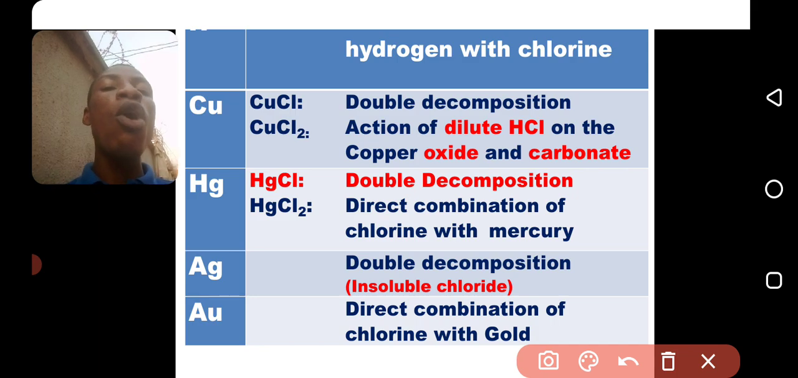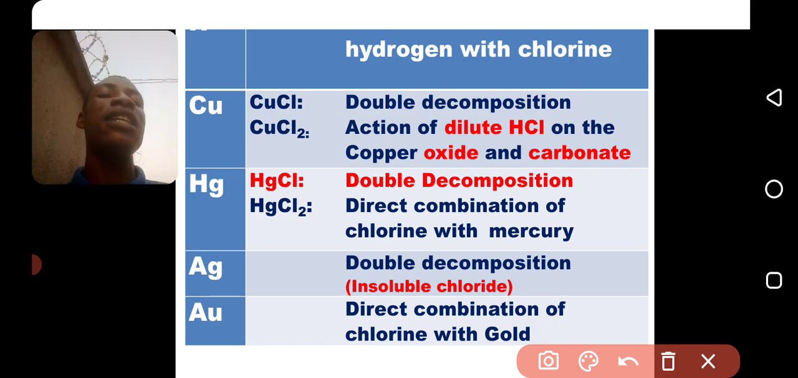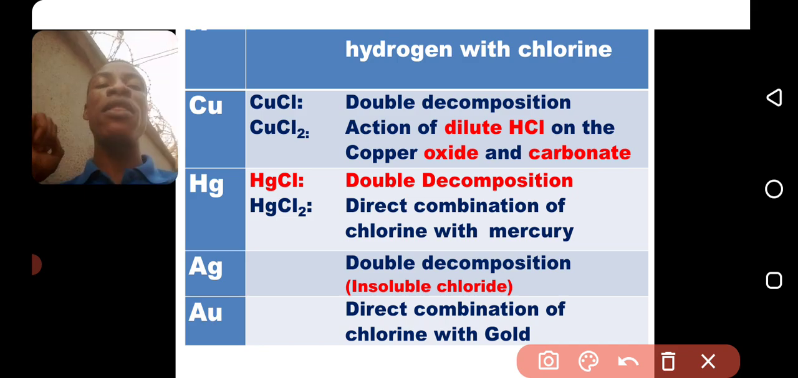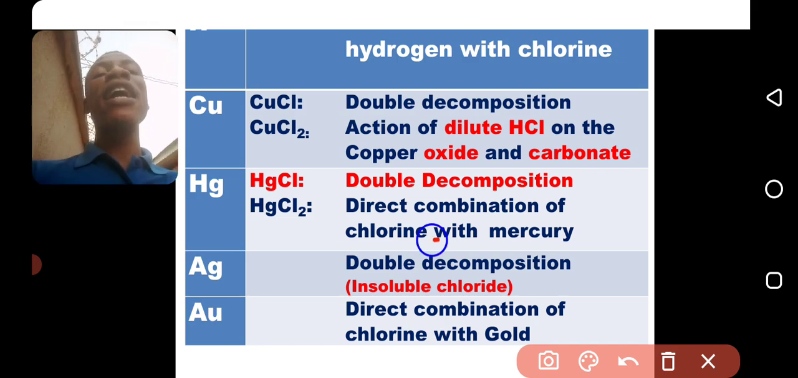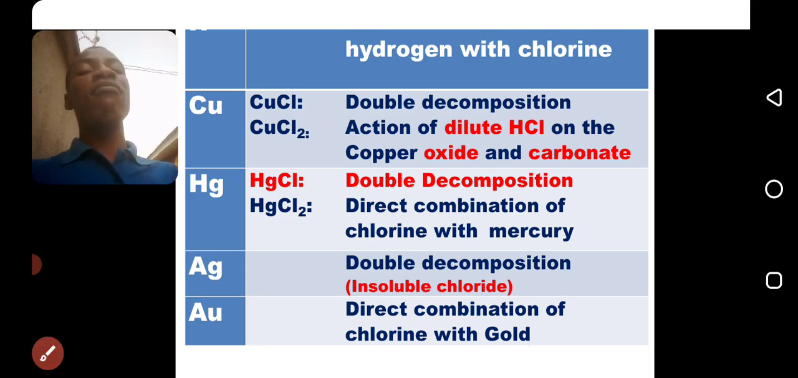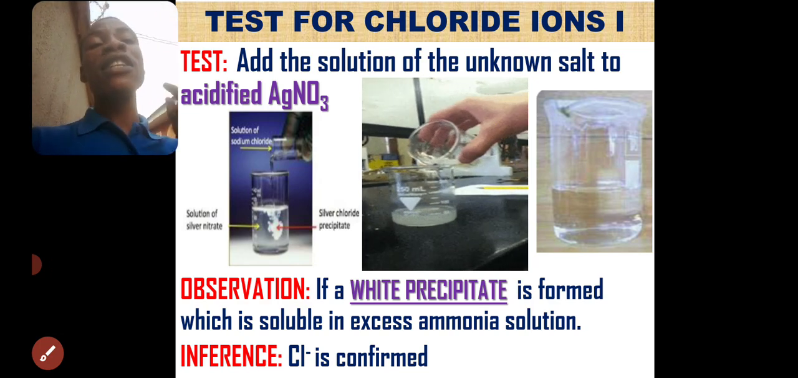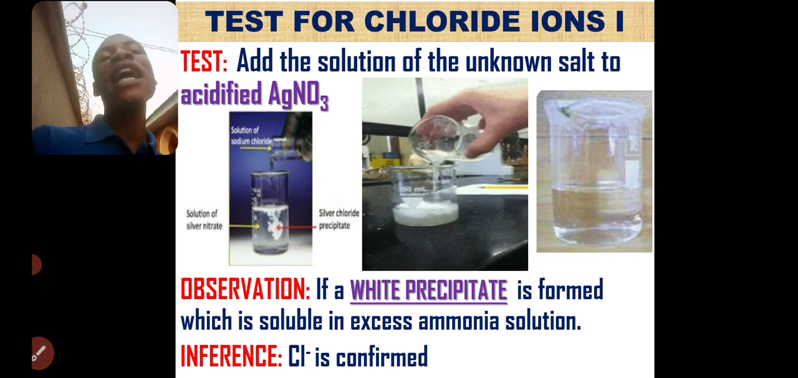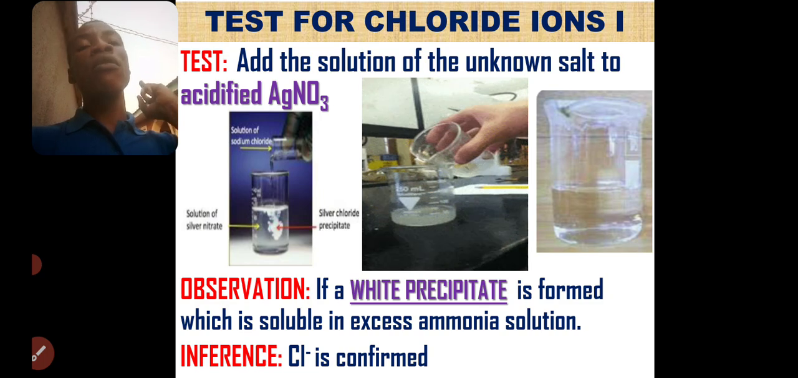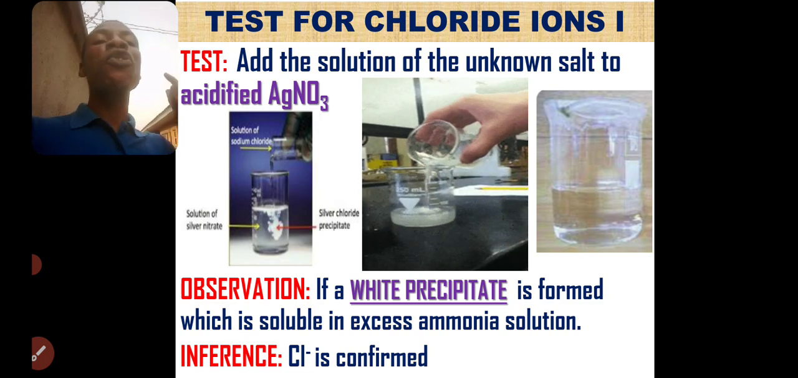Then finally, gold. You prepare gold 3 chloride by burning the gold directly inside chlorine. You call that direct combination with gold. So this is how you prepare chloride salts. How do you test for chloride ion? There are 2 reagents to test for chloride ion.